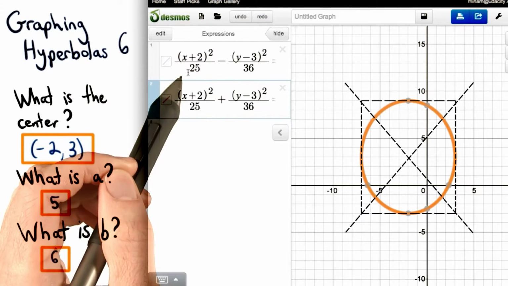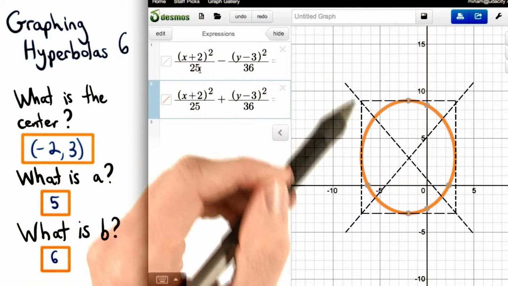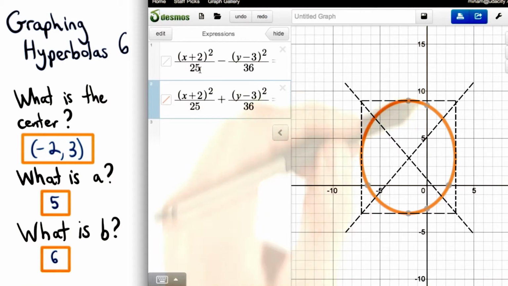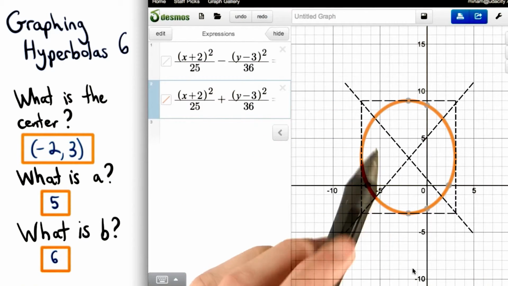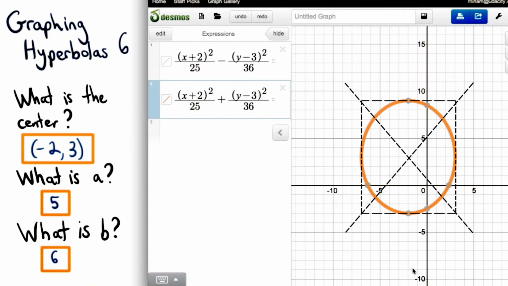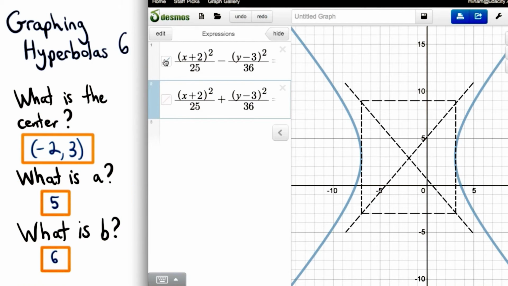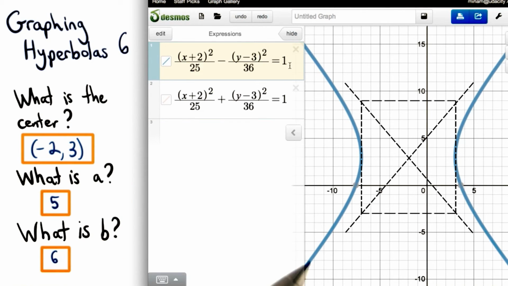The x squared term comes first, so we know our hyperbola will open left and right. We'll split our ellipse in half, and we'll flip the 2 ends out, so that way we get the graph of our hyperbola. Nice work if you got this graph.